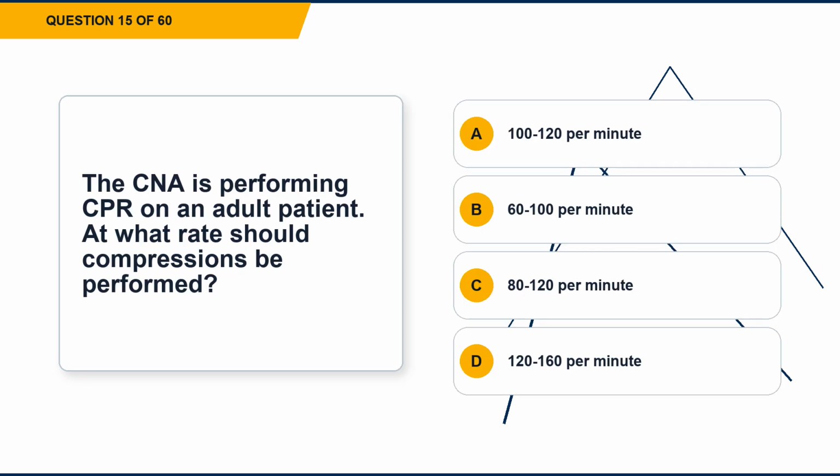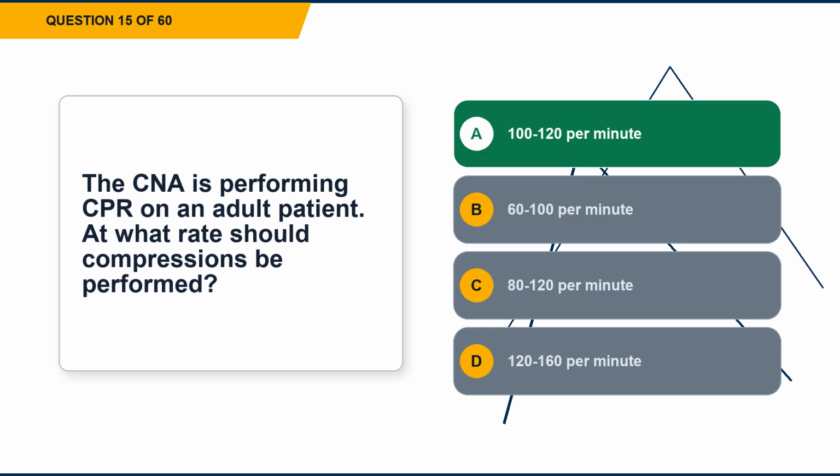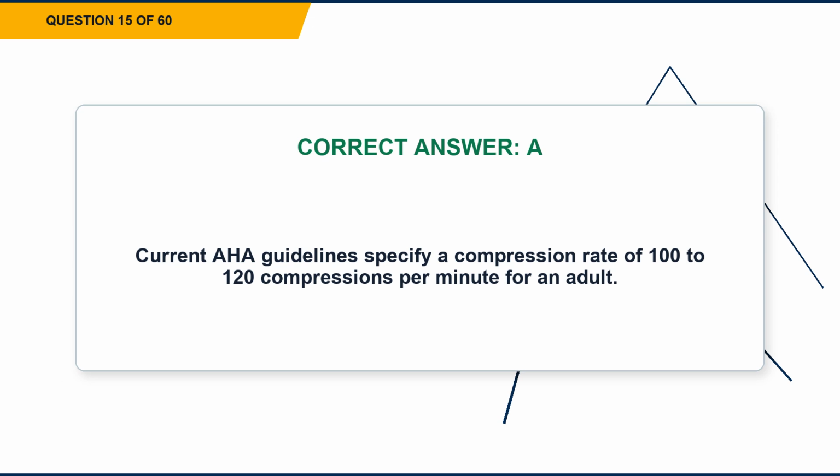Question 15. The CNA is performing CPR on an adult patient. At what rate should compressions be performed? Option A, 100-120 per minute. Option B, 60-100 per minute. Option C, 80-120 per minute. Option D, 120-160 per minute. The correct answer is option A, 100-120 per minute. Explanation. Current AHA guidelines specify a compression rate of 100 to 120 compressions per minute for an adult.